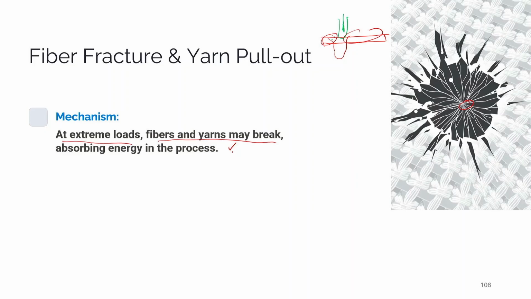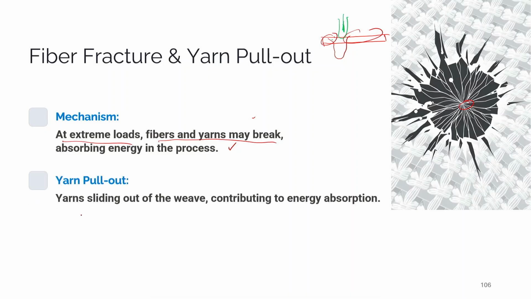So, that is fiber fracture, and in case there is no breakage, there is a slippage, that means that yarn will be pulled out. So, in case of yarn sliding, it will slide out of the weave, and that will contribute to the energy absorption. So, when the yarn is sliding out, it will also absorb the energy. So, there are different ways of energy absorption.